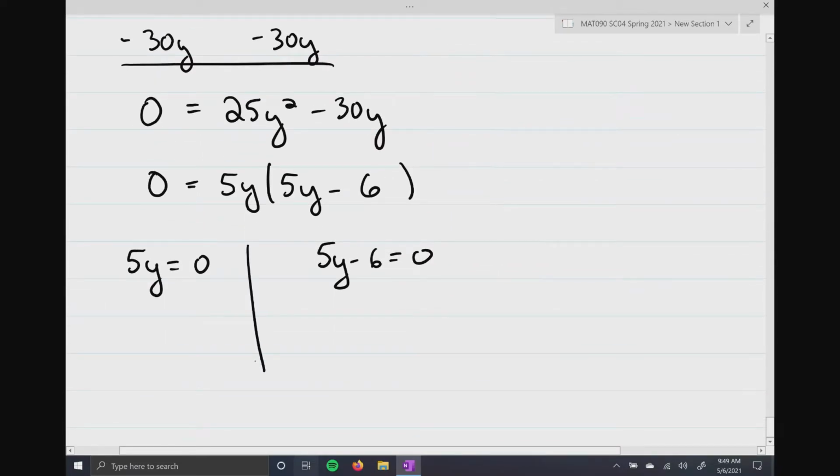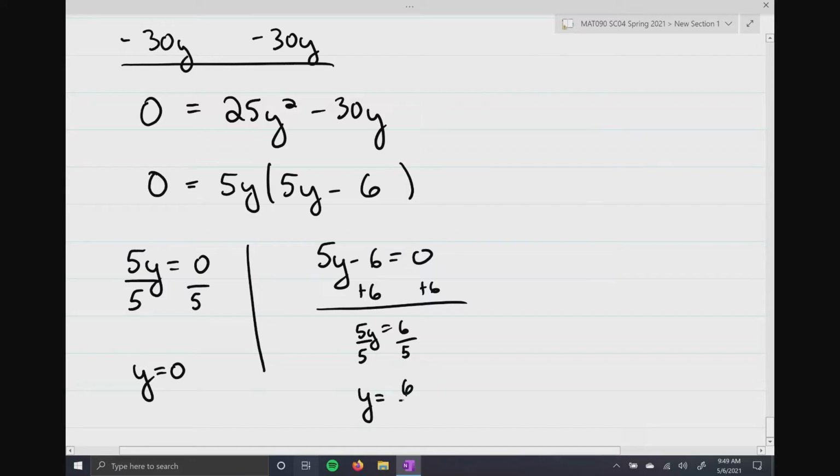And I solve these. In the first, I divide both sides by 5. I get y equals 0. And then for the second solution, I add 6 to both sides. That gives me 5y equals 6. Then I divide both sides by 5 to give me y equals 6 over 5.